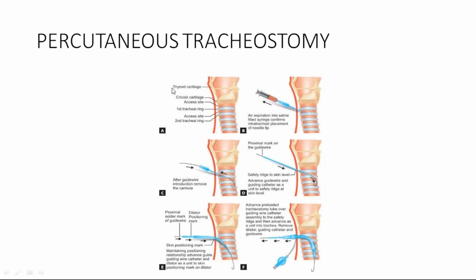Another one is the percutaneous tracheostomy. In the case of percutaneous tracheostomy, we have to insert a needle. Through this needle, we pass a guide wire, and through this guide wire, we pass a cannula. After cannula insertion, we go for dilator insertion, and then we go for tracheostomy tube placement. Thank you.